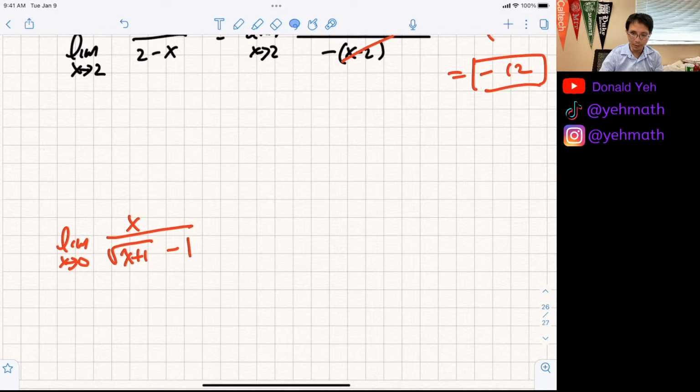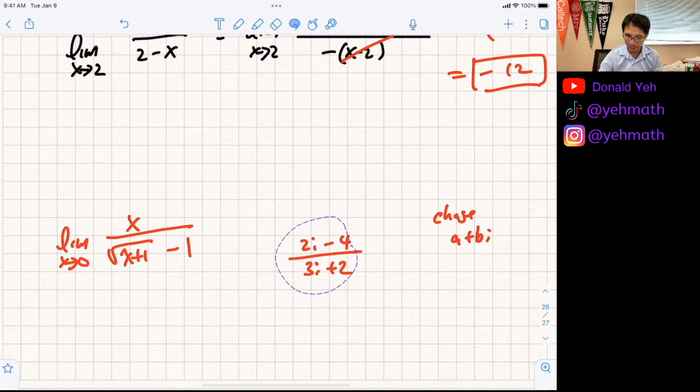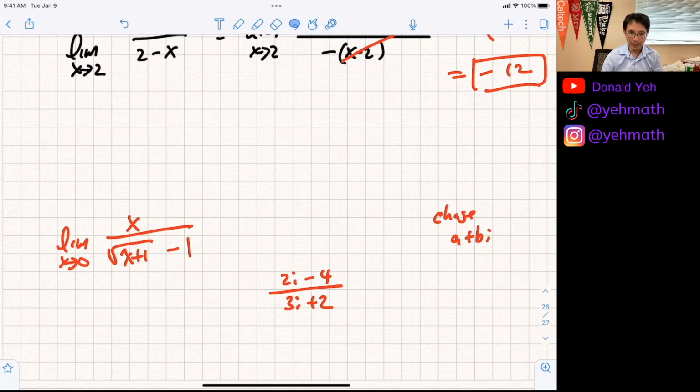Well, the older SAT used to have these questions. We're going to talk about that. The algebra question was 2i minus 4 over 3i plus 2. And they say rationalize this. Have you seen this before? And they will say change to a plus bi form. And sometimes they even just ask you to find b, they didn't ask you to find a. We're going to talk about that question in particular. And how is this question related to this question? This question is very, very easy.